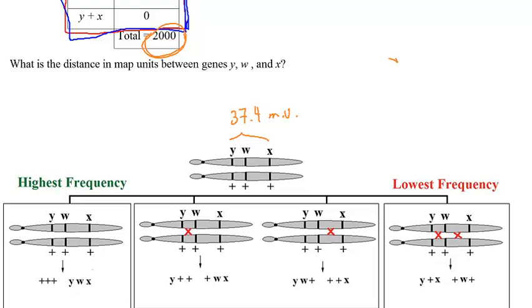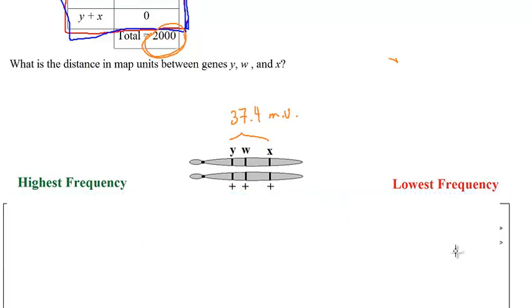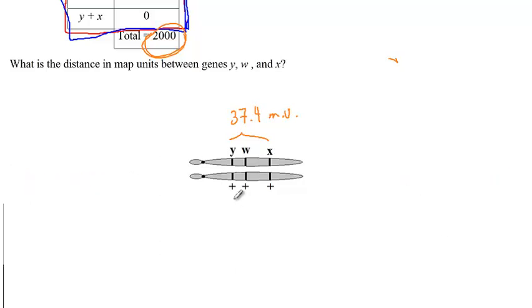So I'm going to erase this one right here. So 1.4 map unit is the distance between Y and W.